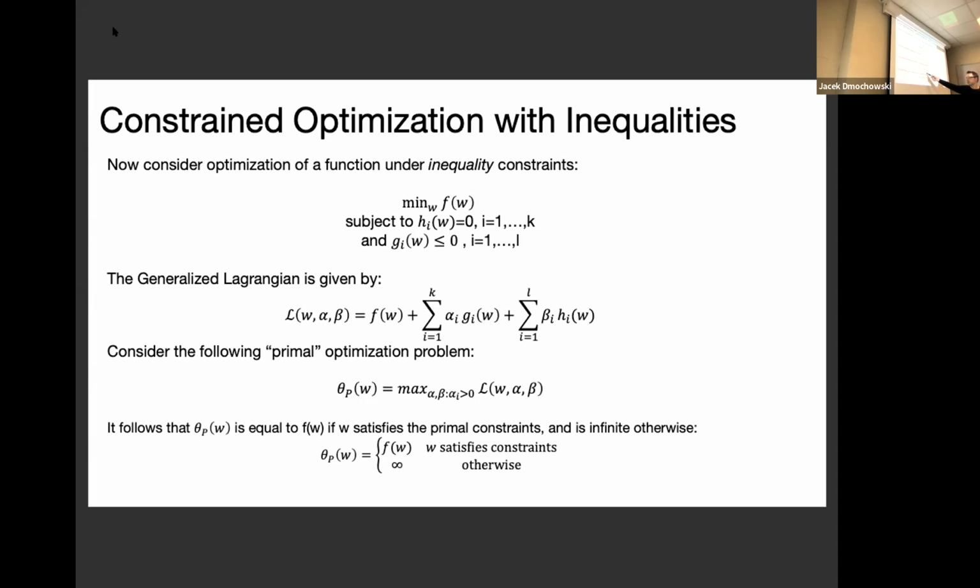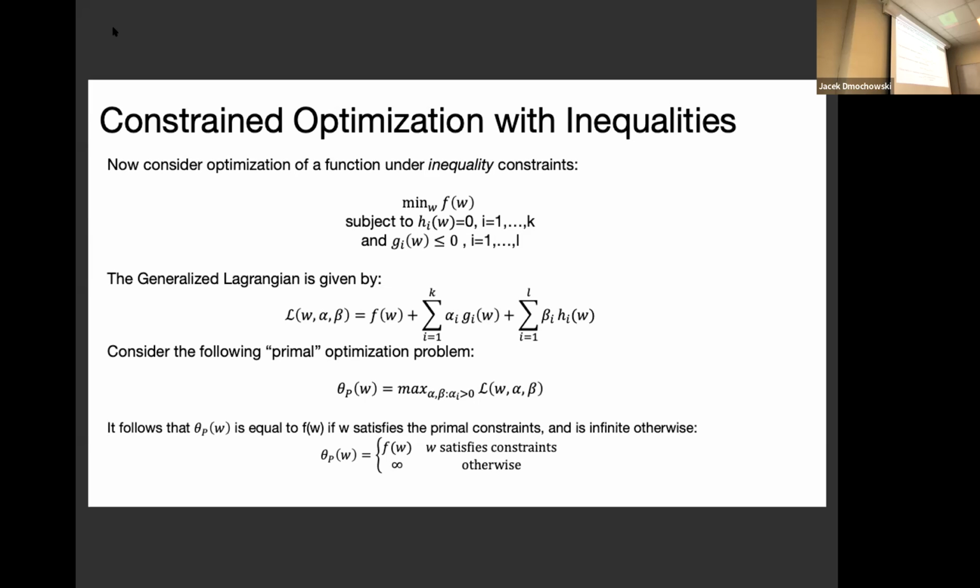This is called the primal optimization problem. It defines a new function, theta_p, and the value of theta_p is the largest possible value of this Lagrangian that you can come up with, where you're free to choose any alpha and beta, and alpha has to be positive.